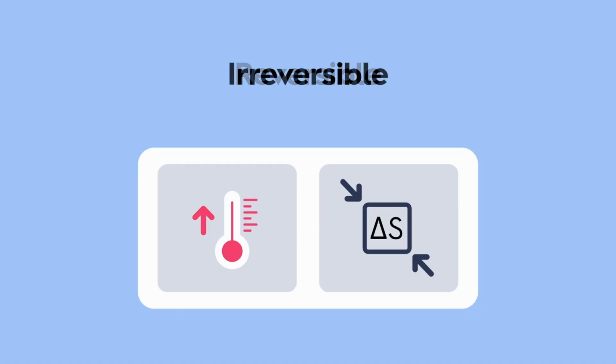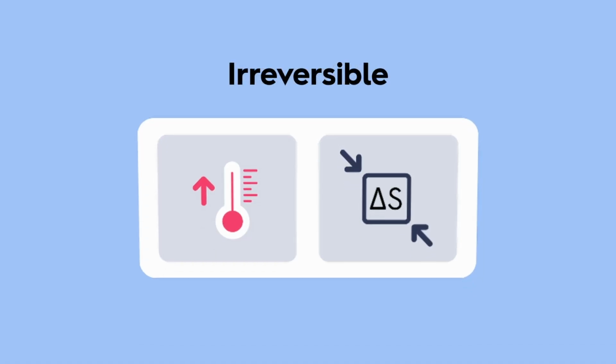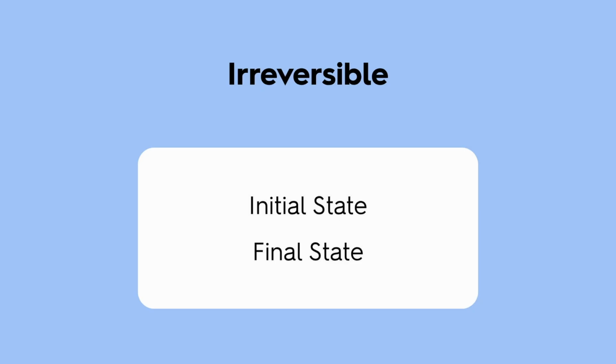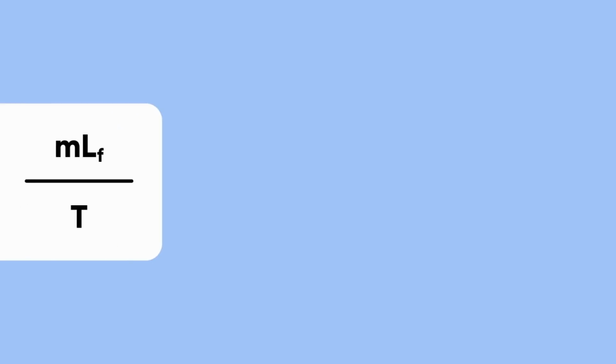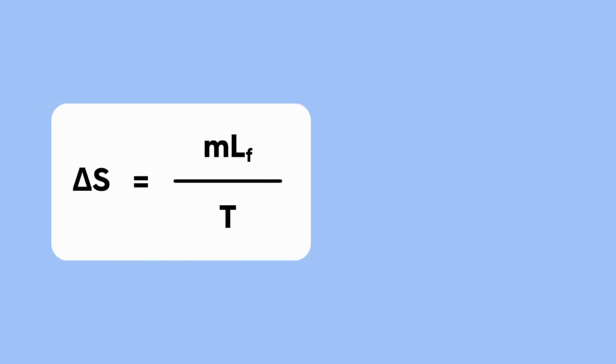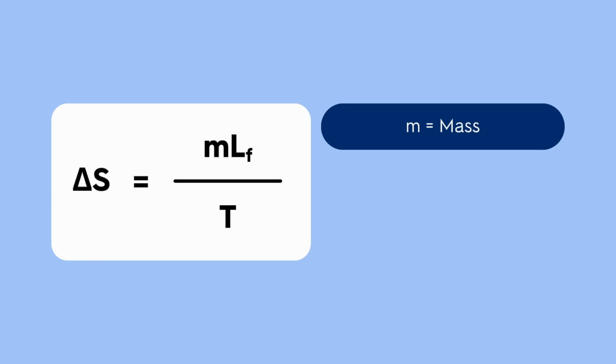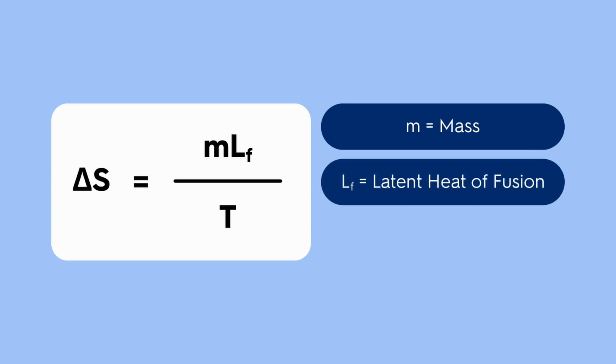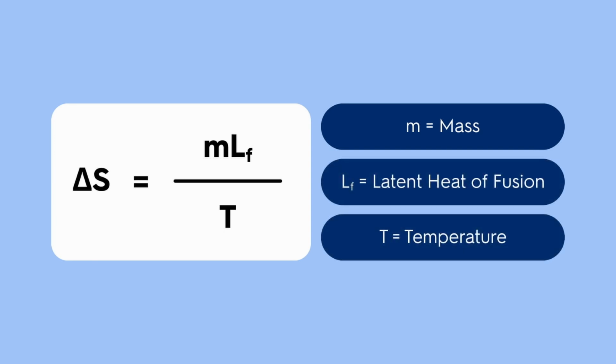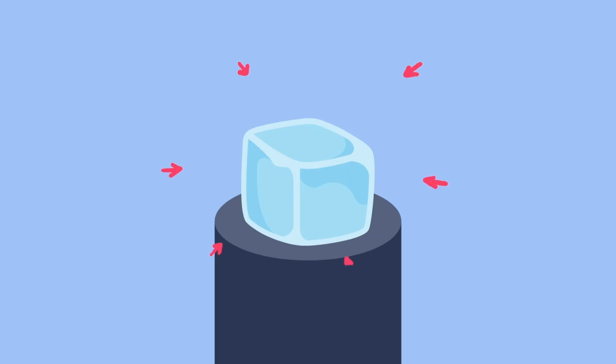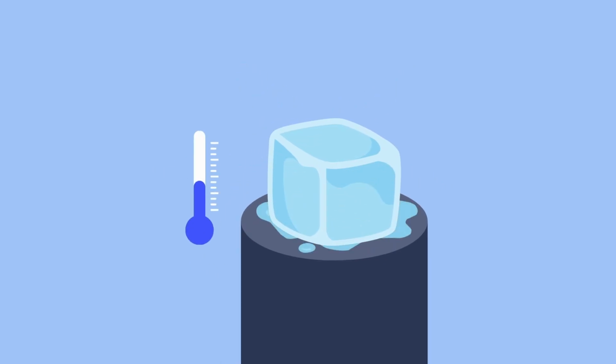For irreversible changes, we calculate entropy using a reversible path between the same initial and final states. During melting, we often use a handy version of that idea. The entropy change equals mass times the latent heat of fusion, divided by temperature. This works because the ice absorbs latent heat while staying at the same temperature during the phase change.